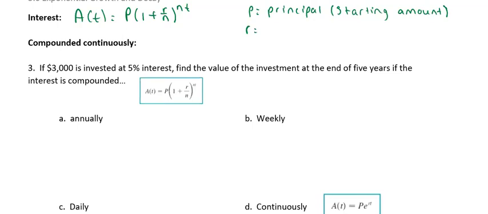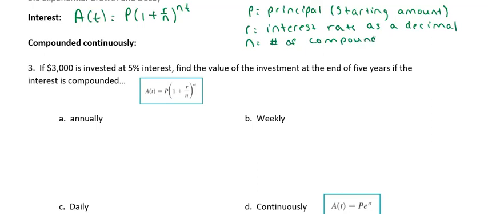R is our interest rate, and you always want to represent it as a decimal. N is the number of compoundings per year, and I'll explain what that means in just a minute. And T is our time, which is expressed in years.